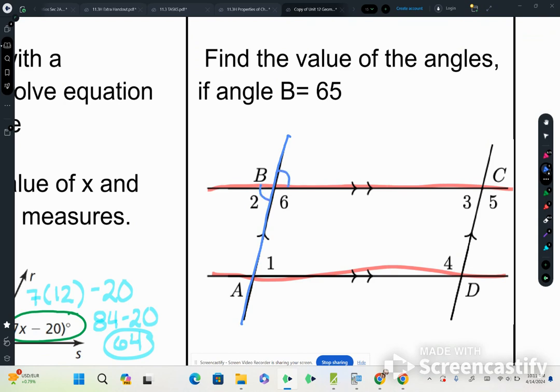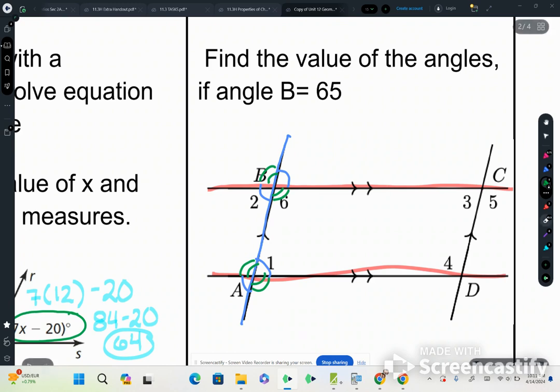vertical angles congruent. We have angle 2 and angle 1 are congruent because they're alternate interior. And we have angle 1 and angle A. So we know that these are congruent. With that being said, we also know that angle B is congruent to angle 6. And we know that the other side, the other pair of vertical angles are equal all the way through.